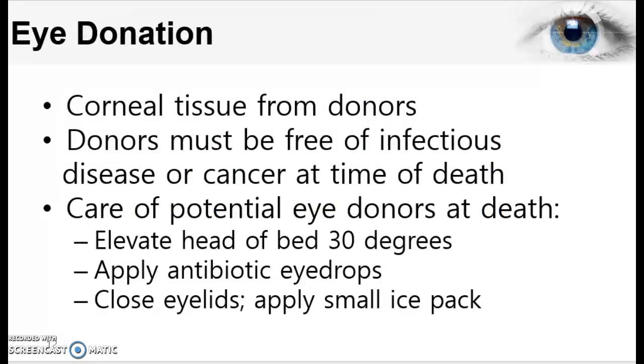Eye donation, just to know, we'll talk about this when we do organ donation, but corneal tissues can come from donors. Donors have to be free of infectious disease or cancer at the time of death, and for anybody who's a potential eye donor at death, these are the things that have to be done, and you would get orders related to that from the organ procurement agency if someone was going to be a donor.